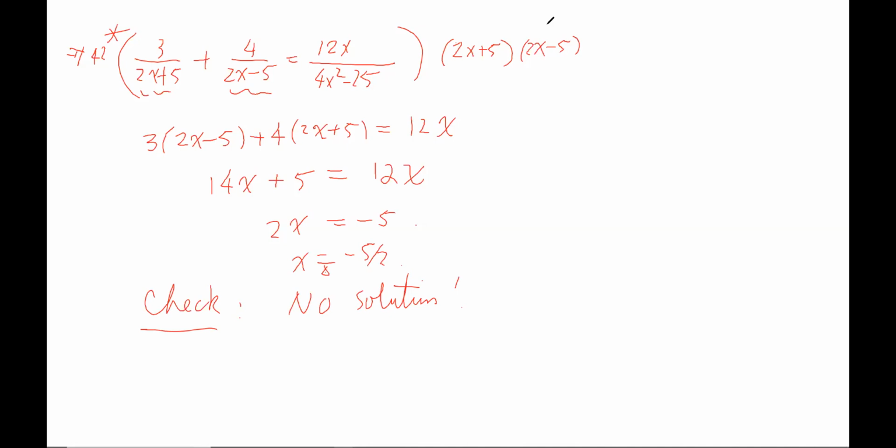Okay. Let me show you another one, which does have a solution. This is example 4, which is 3 over 2x minus 4, minus 5 over x plus 3, equal to 2 over x minus 2. So what should I do?